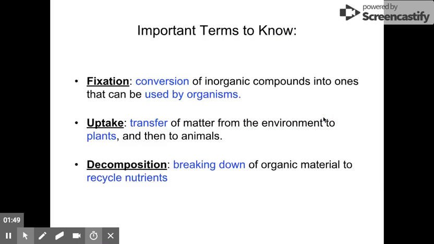Listed here are a few terms that you will see in several of the cycles that you might not be familiar with at this point in time. First, fixation refers to the conversion of inorganic compounds into ones that are more useful for organisms. Uptake refers to the absorption of matter by plants. When animals eat those plants, then they have access to that matter. Finally, decomposition, which is normally done by organisms like bacteria and fungi, breaks down organic matter from either waste or from dead organisms and returns the nutrients to the soil so that they can ultimately be recycled.